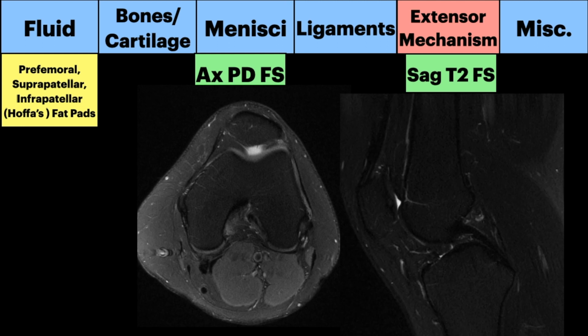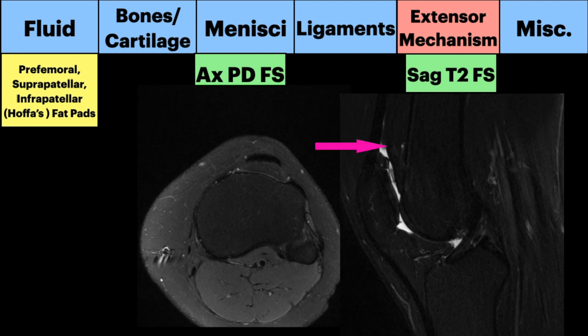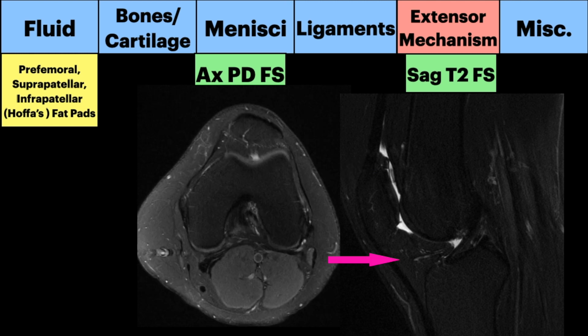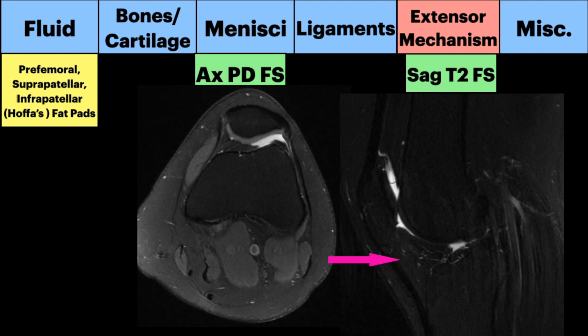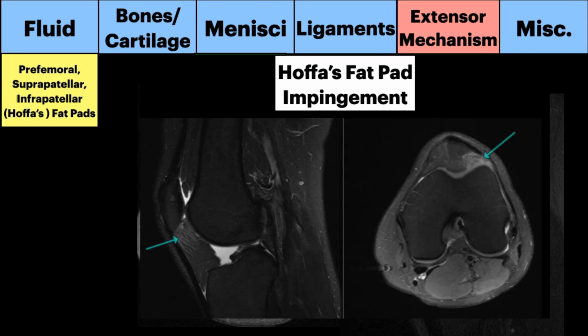Check also the different fat pads for increased signal: the prefemoral, suprapatellar, and infrapatellar, aka Hoffa's fat pad. The superior lateral aspect of Hoffa's fat pad is particularly prone to increased signal, which can be seen with patellar maltracking.